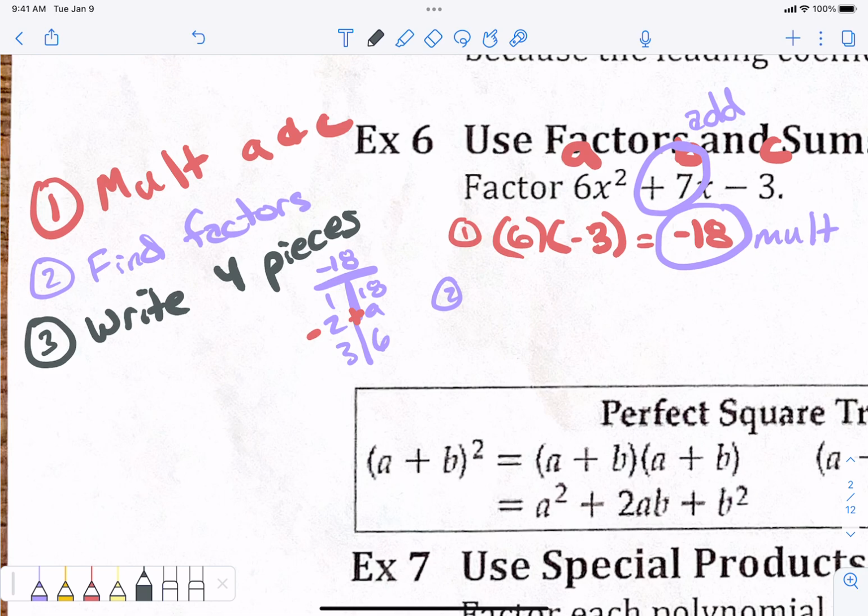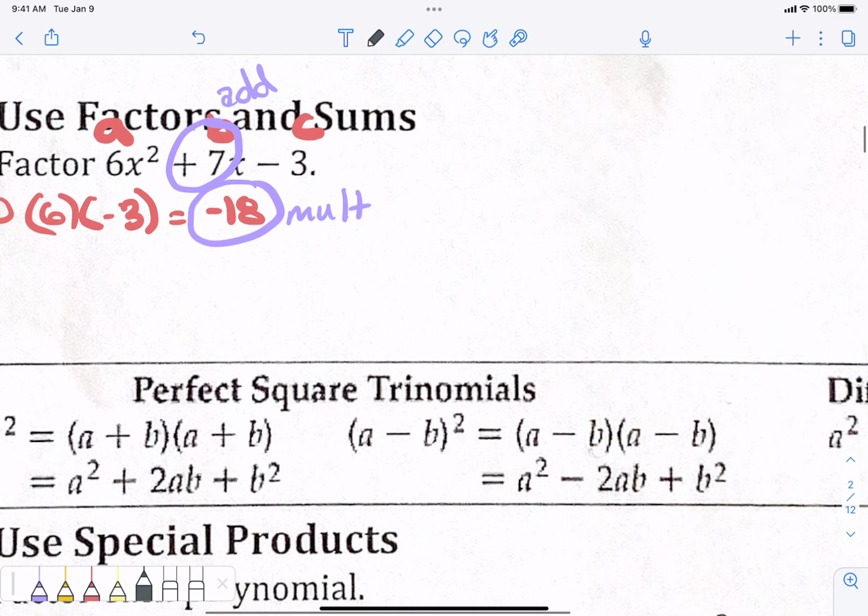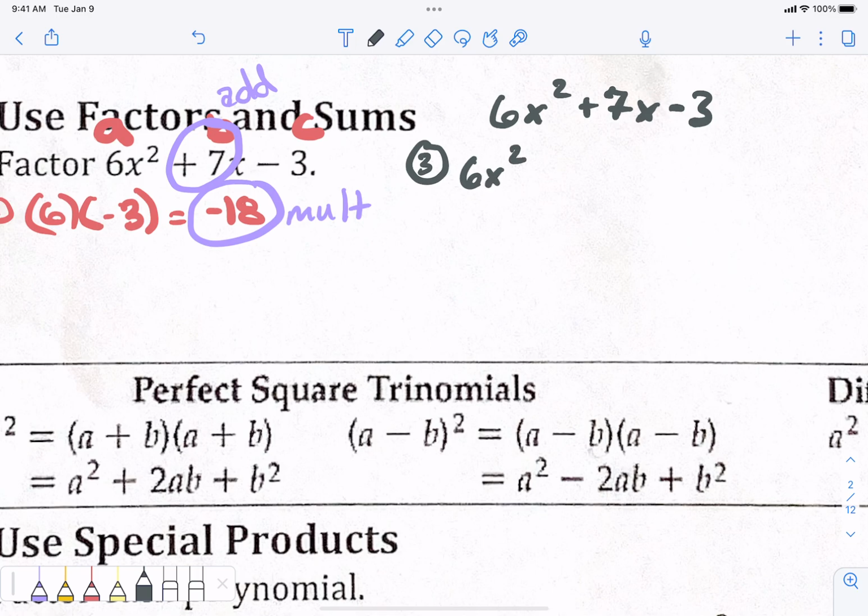Okay, write out your 4 pieces. So step 3, I'm going to write step 3 over here because I need a little bit more room. All right, we originally had 6x squared plus 7x minus 3. That was the original problem, right? But now I'm going to make that same thing, but make it look like 4 pieces. So the 6x squared is going to stay. The -3 is going to stay, but that 7x in the middle is going to split. What's it going to split into?